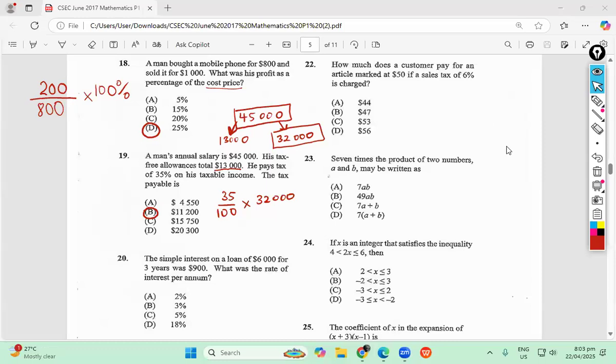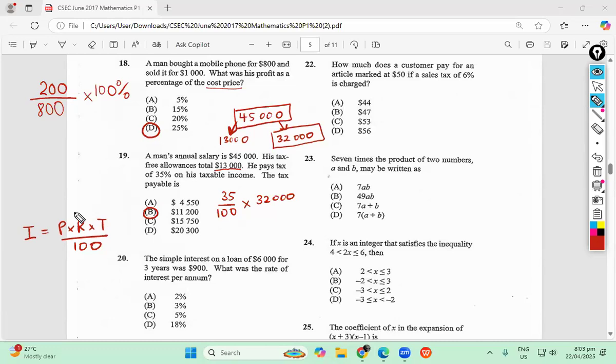Great. So down to number 20. You're using the same simple interest formula: interest is principal by rate by time over 100. The same thing from primary school, Form 1, Form 2. It didn't change, lucky for us.